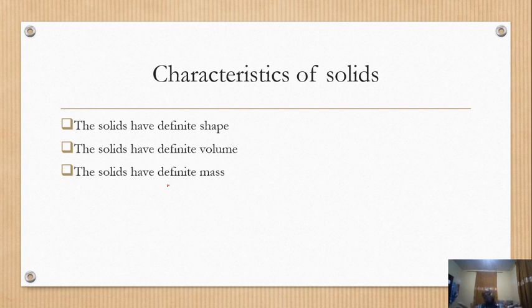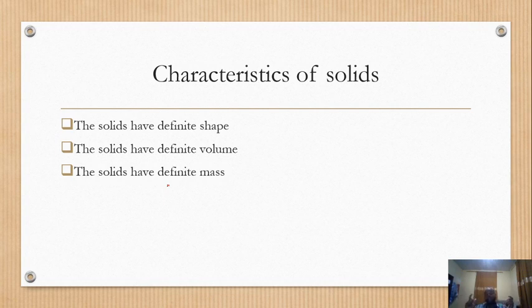Solids have certain characteristics that differ them from liquids and from gases. The solids have definite shape. That shape can be regular, which means it has dimensions that can be measured. It can have length, width, and height. Or it could be irregular.